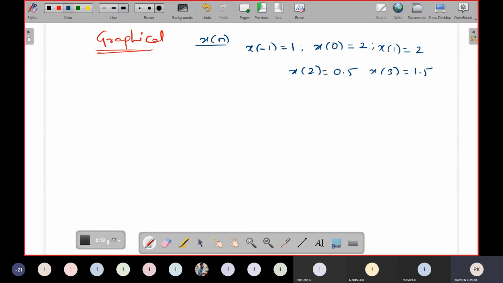Let us assume this is my arbitrary discrete time signal which exists only at the 5 time instants, that is n is equal to minus 1 to n is equal to 3. So at n is equal to minus 1, amplitude is 1, at 0 it is 2, at 1 again 2, at 2 it is 0.5, and at 3 it is 1.5. So you know how the graphical representation will be.